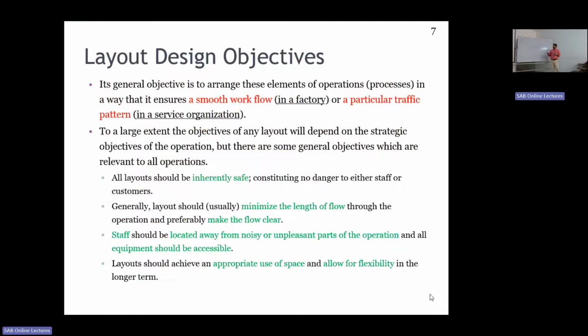For services, we say to ensure a particular traffic pattern in the service organization. Now in services, either customers or information are being processed, right? So the layout should facilitate smooth processing and a particular traffic pattern without any congestion, delays, or waiting. So that is the objective. In our topic, we will discuss what techniques we can use to achieve these objectives. Clear?